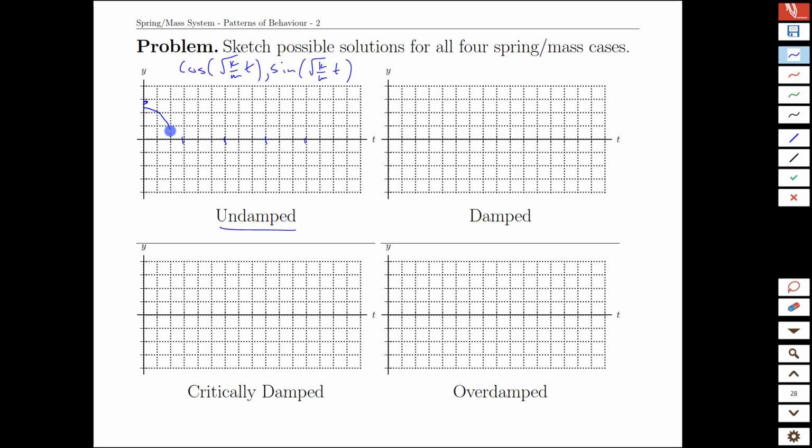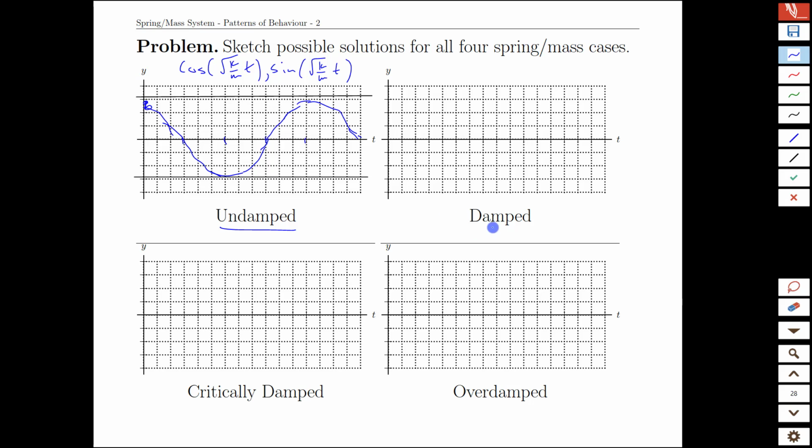I'm just trying to make this as even as possible. Here we go, like so. Key property here is that the amplitude is constant. In an undamped scenario, we just have a mass that moves up and down and up and down and up and down forever, always with the same amplitude.